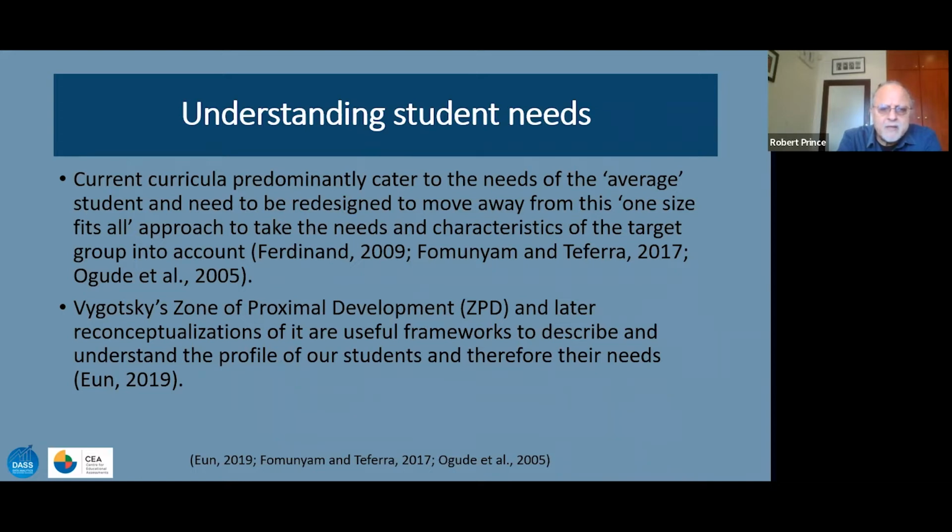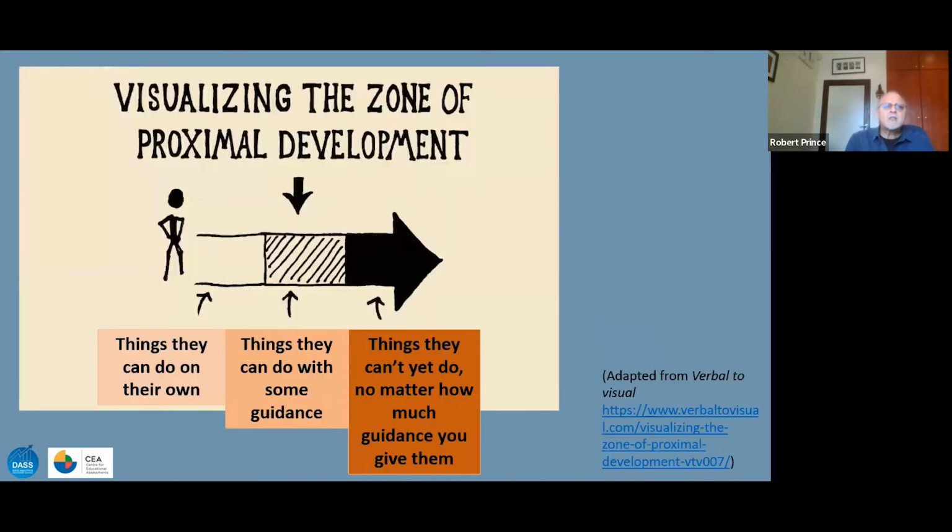Vygotsky's zone of proximal development and later reconceptualizations of it are useful frameworks to describe and understand the profile of our students and therefore their needs. If we look at this visualization of Vygotsky's zone of proximal development, you can see that a student on its path has things that they can do on their own right now. But then there are things just beyond that that they can do with some guidance. And lastly, there are things they can't yet do no matter how much guidance you give them.